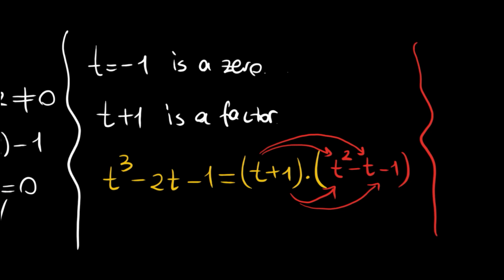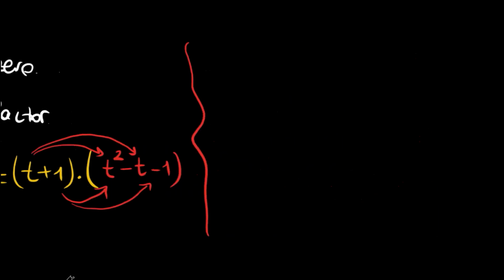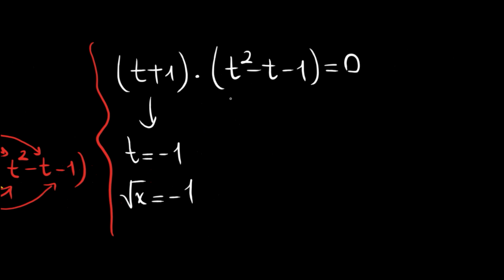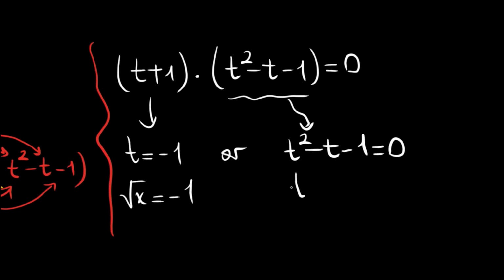Now let's finish the question. We have (t + 1) times (t² - t - 1) = 0. So either t = -1, but remember t was for √x, so √x = -1 has no solutions in real numbers, or this is equal to 0. So t² - t - 1 = 0 gives t² - t = 1.